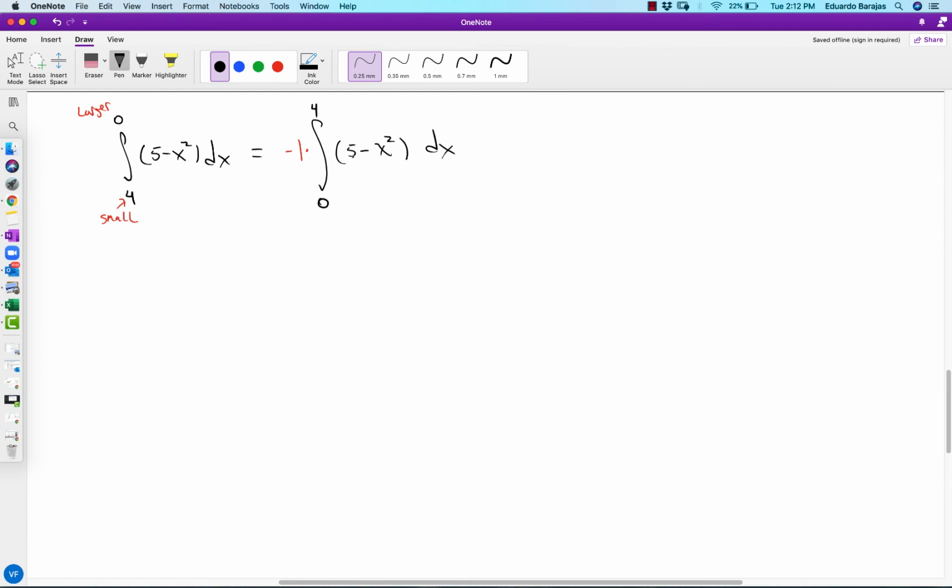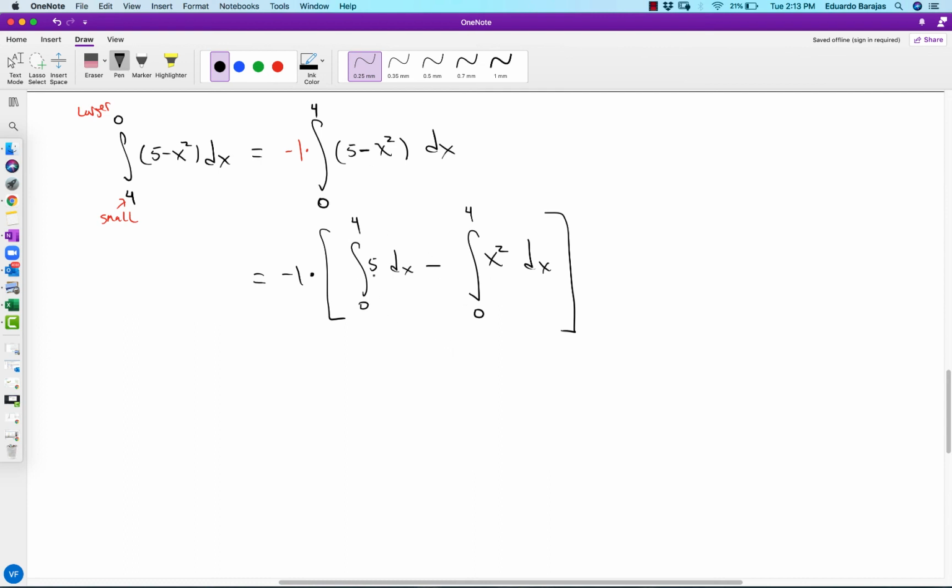We need to separate this, so this would be -1 times, I'll just put a giant bracket here. This is going to be the integral from 0 to 4 of 5 dx minus the integral from 0 to 4 of x squared dx. Again, one of our properties says that if we have a subtraction, we can separate it, right? The integral of a subtraction is equal to the subtraction of integrals. The integral of a difference is equal to the difference of integrals.